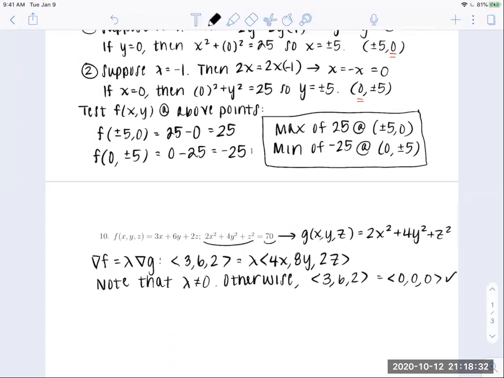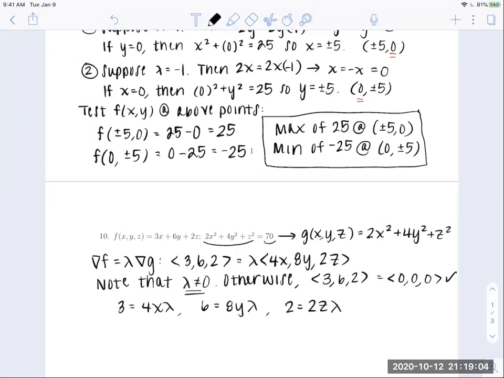Okay, so the fact that lambda is non-zero, and I just showed it was, means that I can divide things through by lambda. Again, always keep in mind, if I'm dividing by a variable, check if it can equal 0. So let me set up my system of equations. I have 3 equals 4x lambda. I have 6 equals 8y lambda. And I have 2 equals 2z lambda.